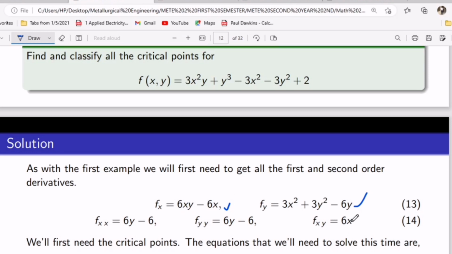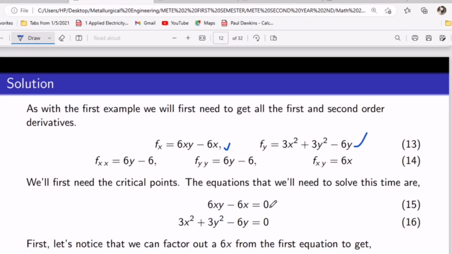Then I told you that for us to find the critical points, we use f of x and f of y and equate them to 0. That's what we've done here. f of x and f of y, equate them to 0. Then in this case, you're going to do substitution. So you can make y the subject here, or substitute and put it inside.